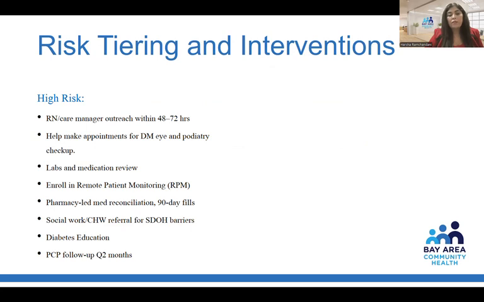In the high risk group, they will be receiving care from nurses who are trained diabetic nurses, and they will be reaching out to the patient as soon as this is identified, within 48 to 72 hours. They will help make all the appointments with their primary care, endocrinologist, ophthalmologist, and podiatrist. They will also be checking their labs and medications to ensure that all the labs are up to date.